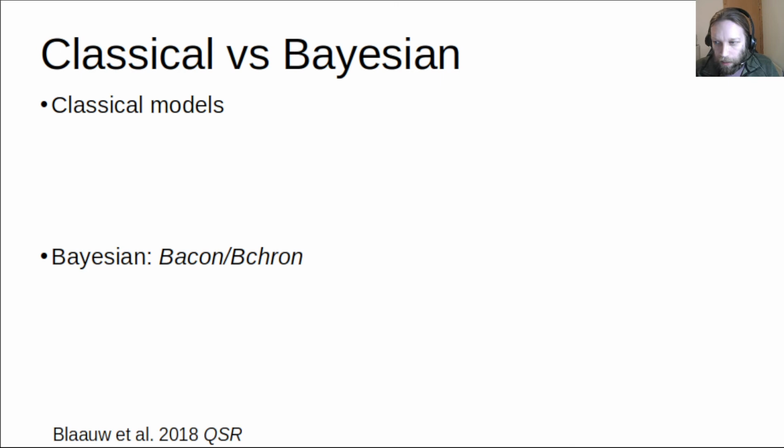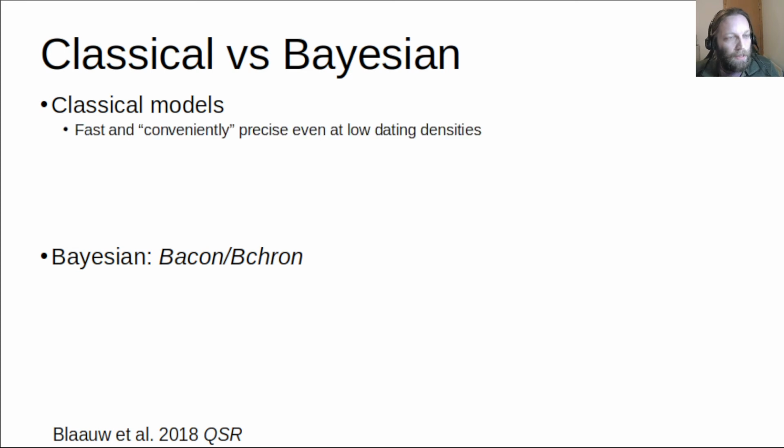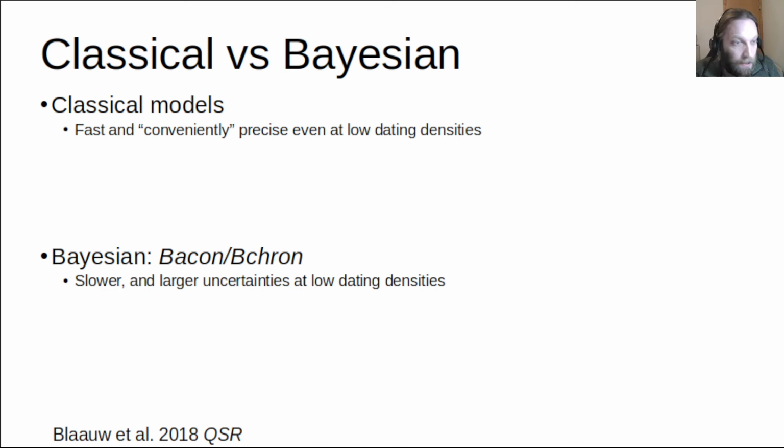To finalize, if we compare classical HDAT models versus the now more popular Bayesian ones, classical HDAT models are really fast. Within a second, you can have your model. They also look conveniently precise, even or especially at low dating densities. So that sounds good. Bayesian models, on the other hand, are slower. They take minutes to run, and they also seem to have larger uncertainties, so they're more pessimistic.